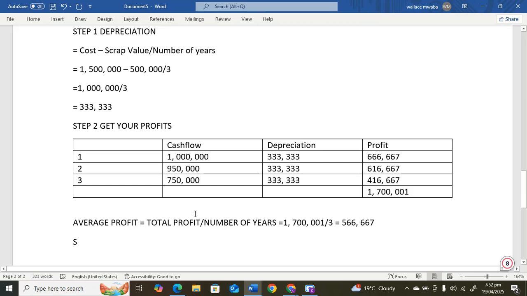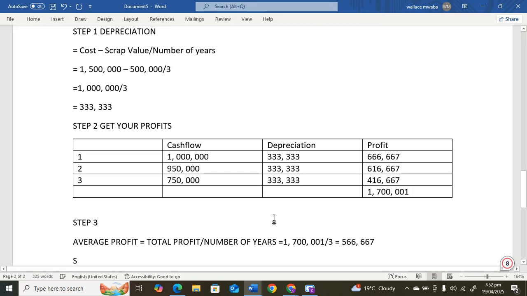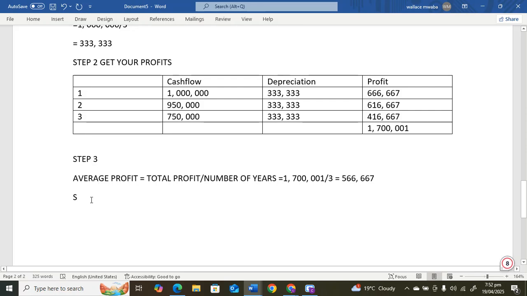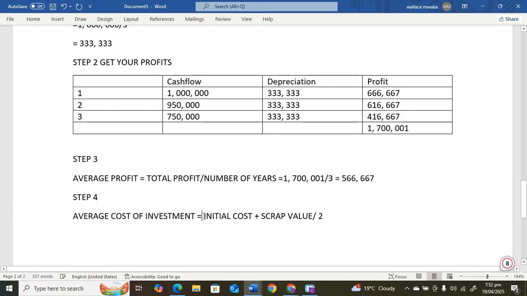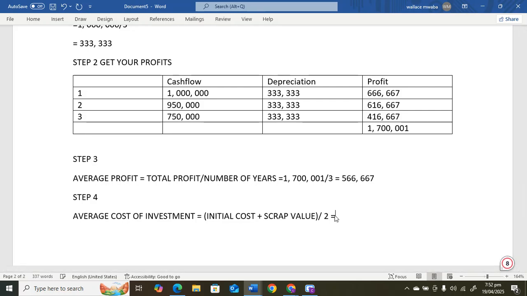Then step 4, we get our average cost of investment. So average cost of investment equals the initial cost plus scrap value divided by 2. Initial cost of investment plus the scrap value divided by 2. So the initial cost is 1,500,000 plus 500,000 divided by 2.